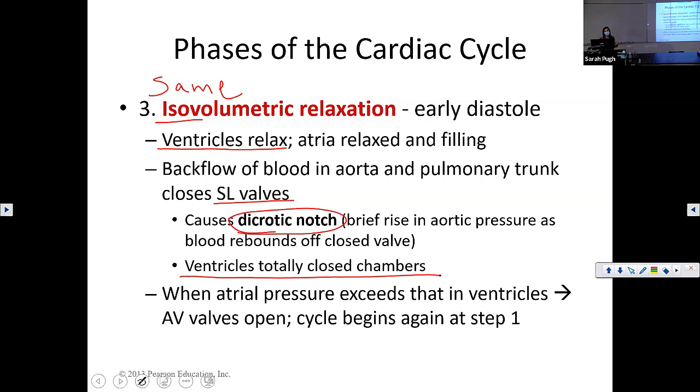Eventually, what's going to happen is the pressure in the atria keeps going up because they're still filling with blood, and the AV valves are going to open, and the blood's going to start to come into the ventricle again. Okay? And the ventricles will start filling, and we'll start back at step one.